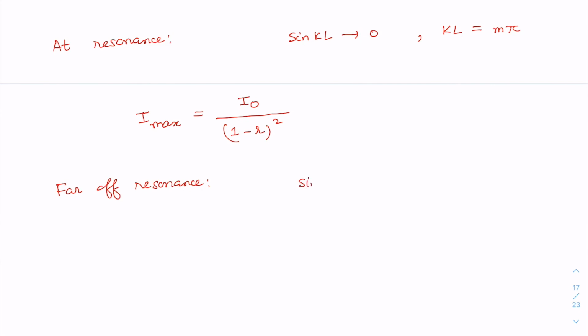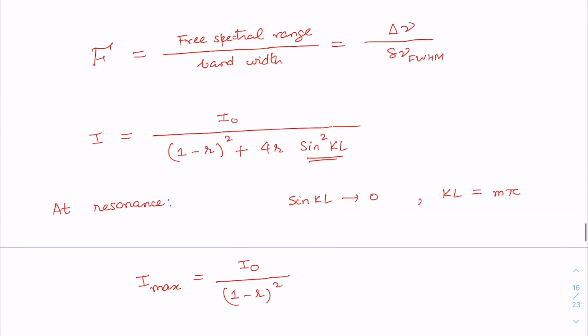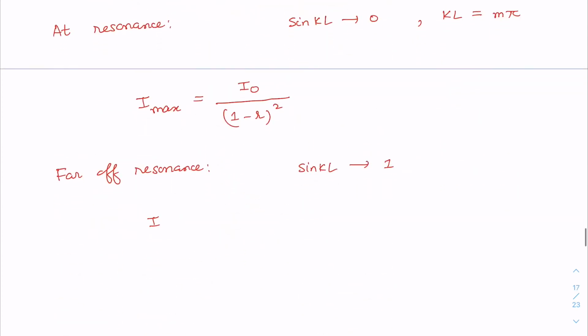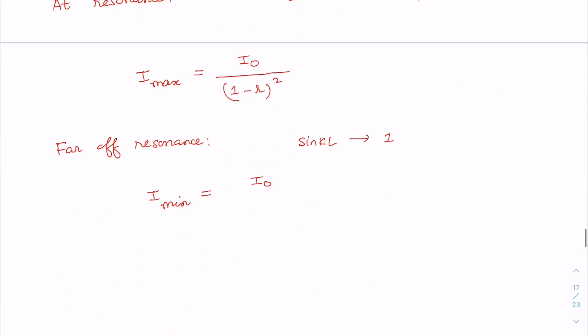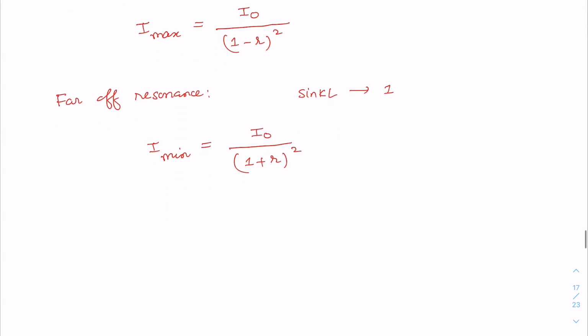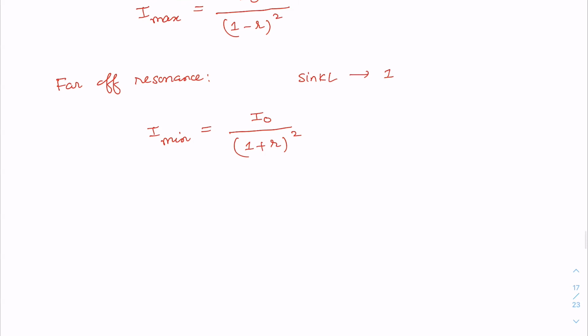we will have sine KL tend to 1, so therefore we'll have, as you can see from here, when it becomes maximum, we'll get minimum intensity, that is I minimum. If it becomes equal to 1, then you immediately see that this will be I0 divided by 1 plus R whole square. Okay, now let us calculate the FWHM or width of the resonance delta nu. Let me do the calculation of delta nu full width at half maximum.